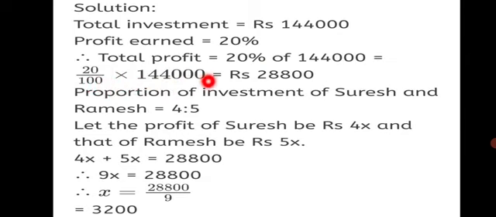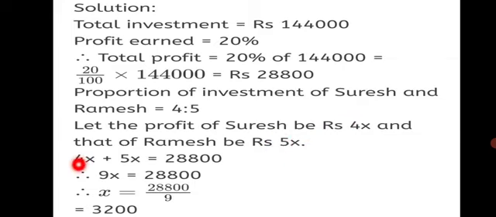Zeros get reduced. 20 multiplied by 1,440 gives us rupees 28,800. Proportion of investment of Suresh and Ramesh is given as 4:5. Let the profit of Suresh be equal to rupees 4x and that of Ramesh be rupees 5x. So we have assumed it to be 4x and 5x here. We have to form an equation for this.